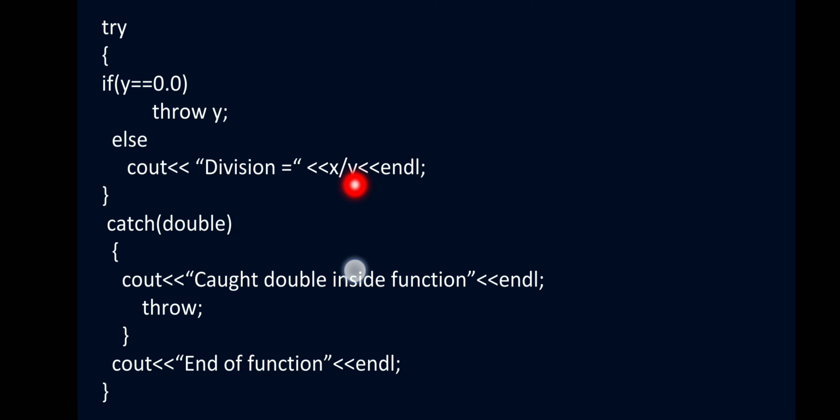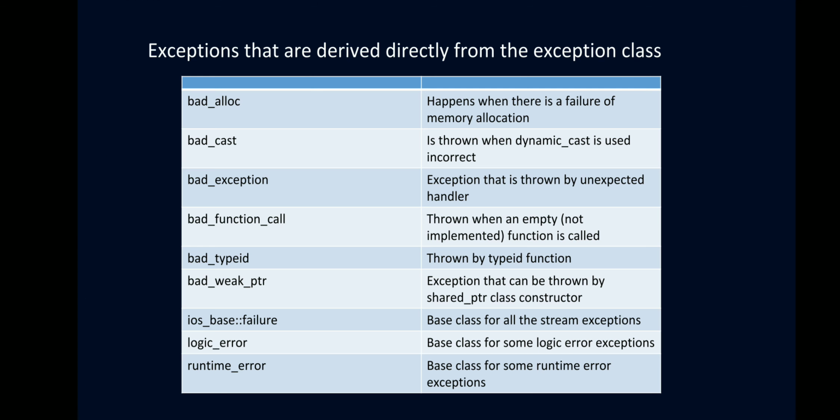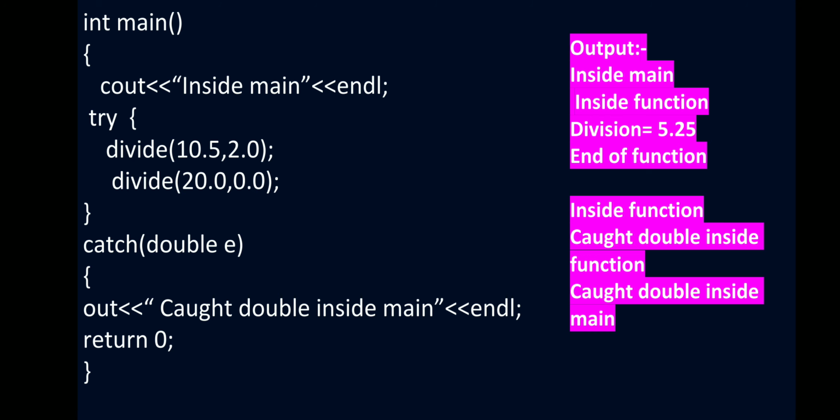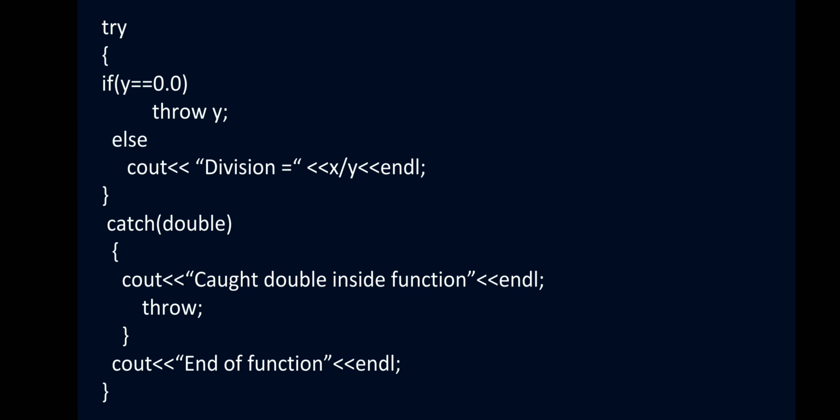That is 10.5 divided by 2.0. So here the result, if you can see in the output, is: inside main, then inside function, then the division value is equal to 5.25. After printing the division value, the catch block is not executed. Why? Because the throw statement is not executed. If the try block throws an exception only, the catch block will be executed.